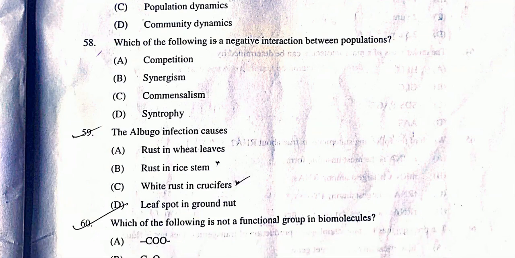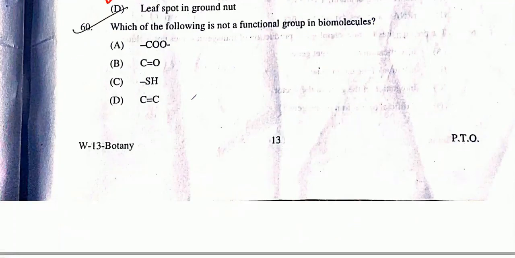Question number 58. Which of the following is a negative interaction between populations? So in case of competition, you will get the negative interactions. Question number 59. The Albugo infection causes white rust in crucifers. Question number 60. Which of the following is not a functional group in the biomolecule? So you will get CO, C double bond O, SH, but you won't get the C double bond C. The option D will be the correct one.